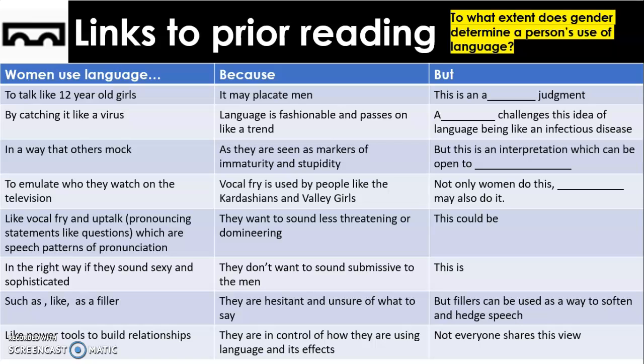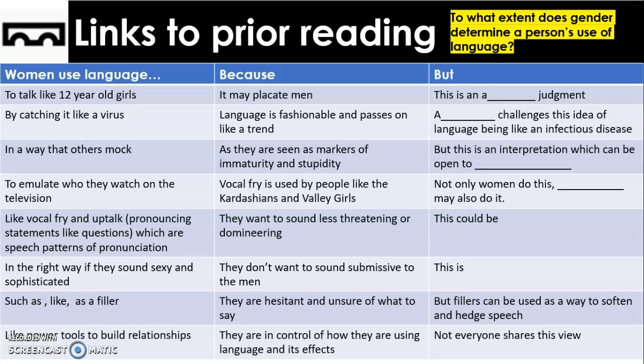Okay, so women use language by catching it like a virus because language is fashionable and passes on like a trend. But A challenges this idea of language being like an infectious disease. So here, who's the A? Now I'm giving you a little clue. Who is the A who came up with theories that challenge the idea of language being like an infectious disease? So you could create a line of argument here by linking to a theorist. Who was that theorist? Can you remember? Beginning with A? Brilliant, Aitchison.